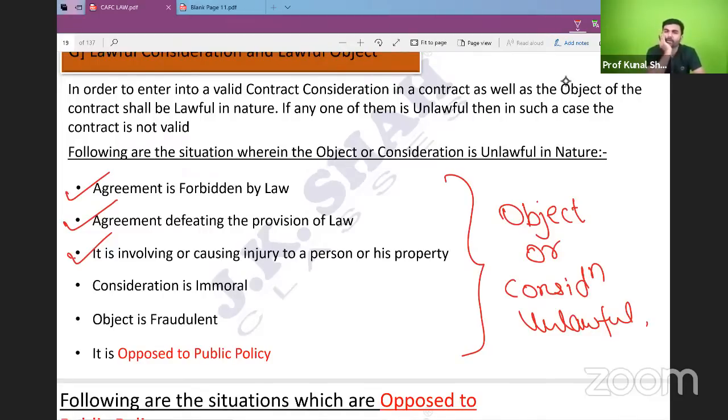Karthik said, okay, done. So the agreement between me and Karthik is to injure a person called Aryan, which has an unlawful object. Hence, there cannot be a valid contract between me and Karthik over here.